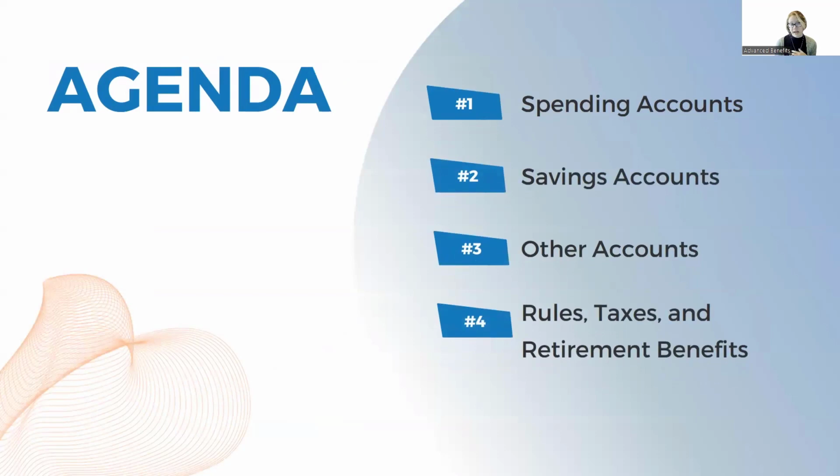So we're going to talk about some of the different types of accounts. We have accounts that I would classify as spending accounts. We also have accounts that I would consider to be savings. And then kind of the other accounts, right? There's a lot of different types of unique arrangements that are out there. And so I'm going to spend some time touching on each of those, as well as some of the rules, taxes, and retirement benefits of those plans.